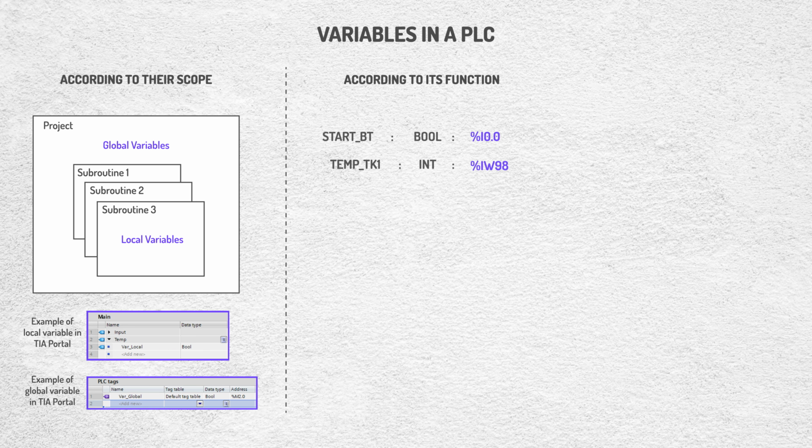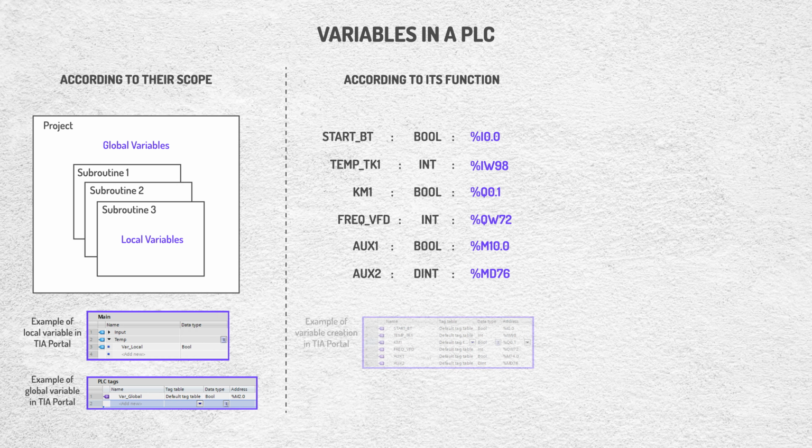According to their function in the process, we can talk about inputs, which represent the data that arrives at the PLC from the outside, such as sensors or push buttons. We can also talk about outputs, which are the data that the PLC sends to the process through relays, contactors, or actuators. In addition, there are internal or auxiliary variables, which do not depend on physical hardware and are used for calculations, intermediate states, or logical controls within the program.